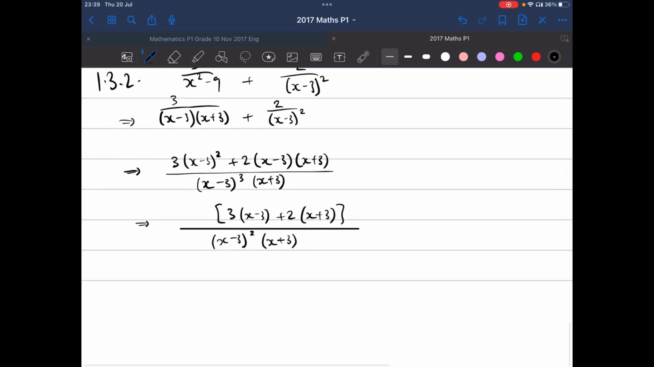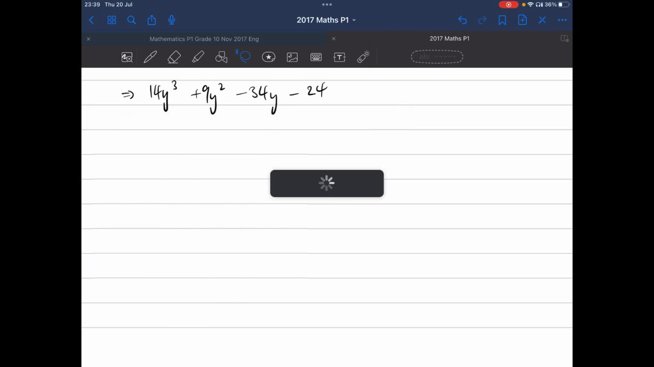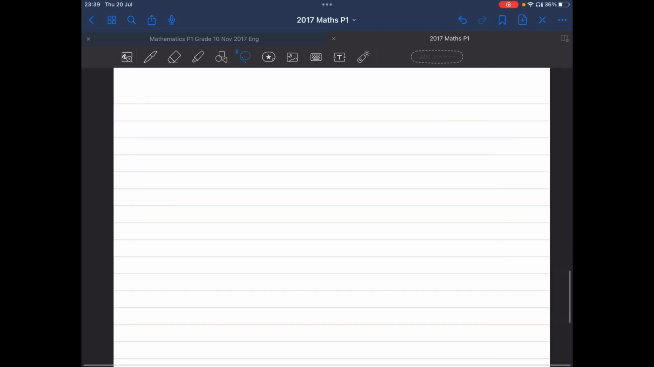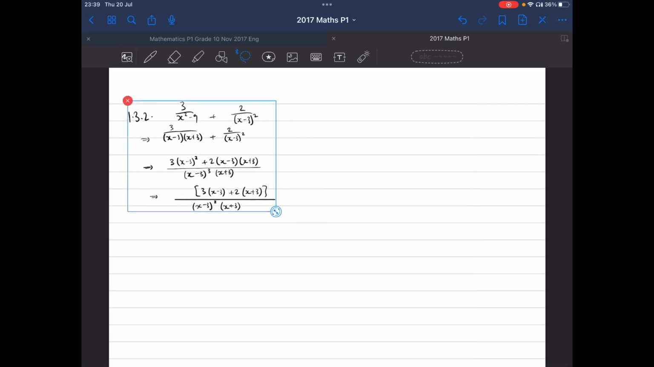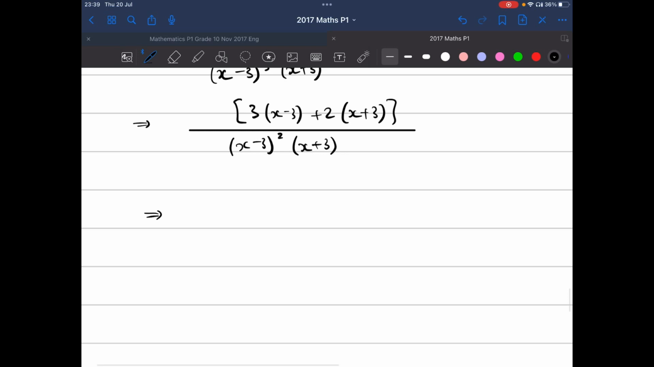Now let's go back to the top. I'm just going to move this down so we get some space. Okay, now if we go back to the numerator here, we can just multiply out everything in the brackets to simplify it. So we'll have 3x minus 9 plus 2x plus 6, all over x minus 3 squared times x plus 3.